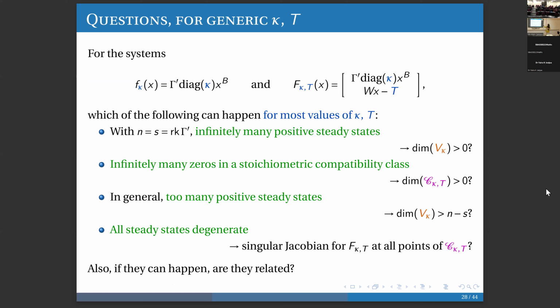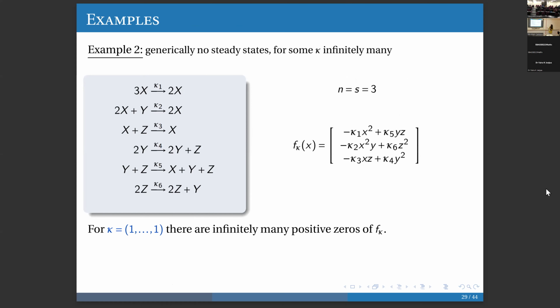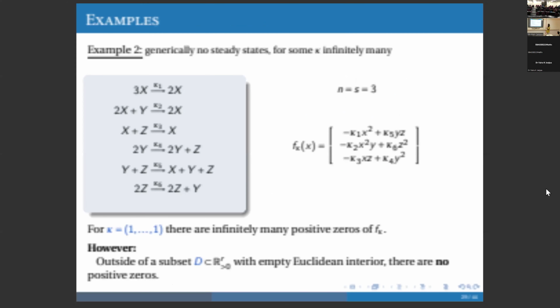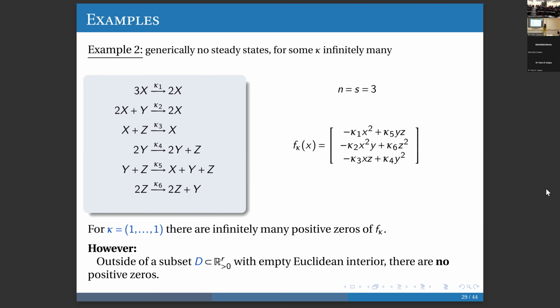I want to know if they can happen for most values. Can it happen generically? Or will this be only in closed regions of parameter space? That will be the next question. And in general, this gets better. So for one of the examples that I showed before, there were infinitely many positive zeros, but outside of a big enough set of parameter space, I say that it has non-empty Euclidean interior, in the complement of a Zariski closed subset, this will not happen.